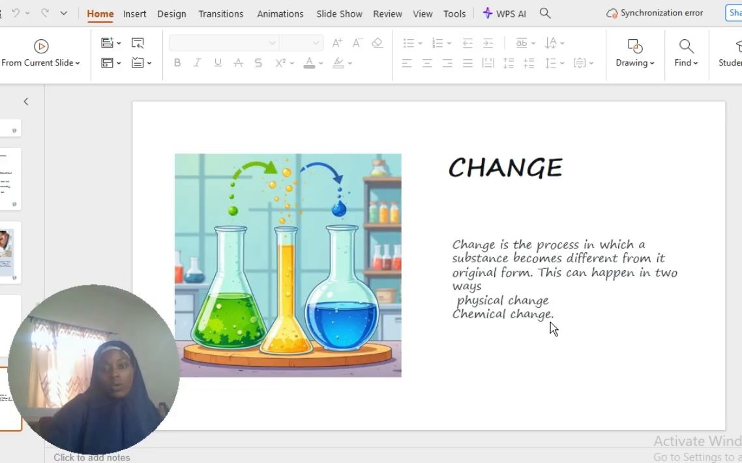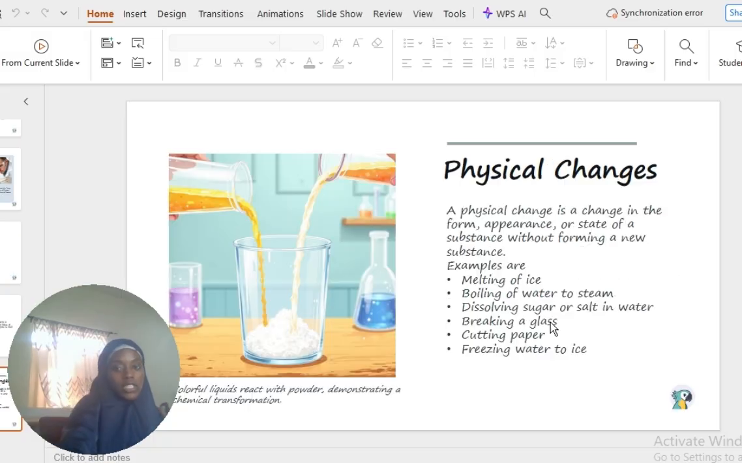And the last topic, which is change. Change is the process in which a substance becomes different from its original form. This can happen in two ways: the physical change and the chemical change.